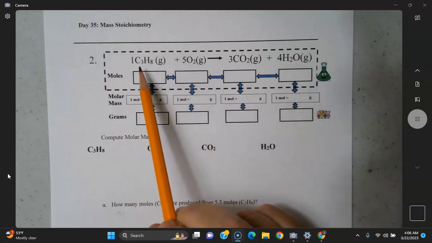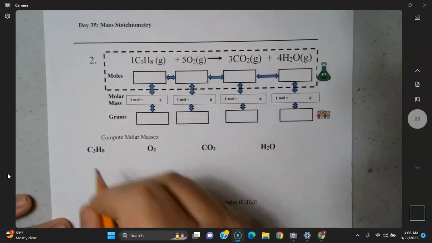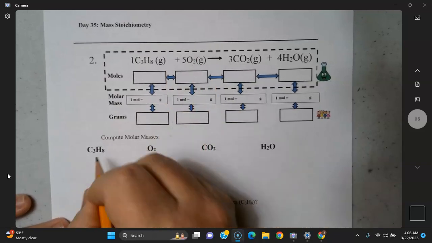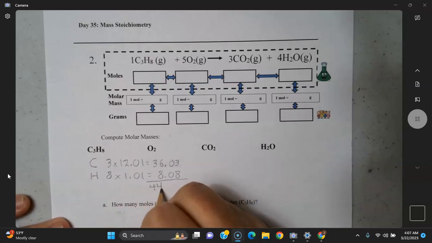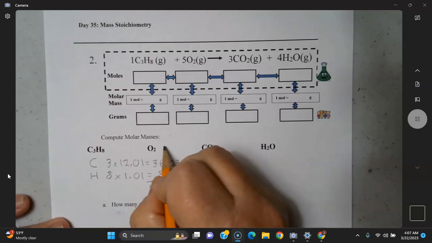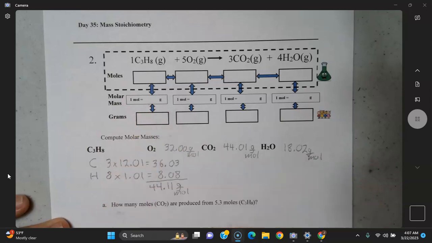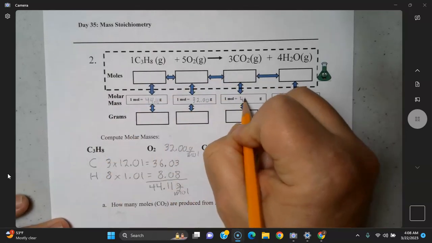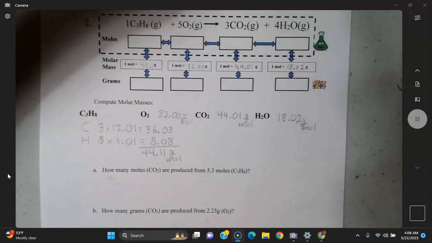This time the hydrocarbon, however, is propane, and so it has a different formula here. So let's go ahead and figure out the molar mass of that. We're going to need that. Okay, and the others have the same. So for oxygen, it's 32. There we go, and we'll go ahead and write those up here. Okay, so we'll go ahead and get started now, working on these.